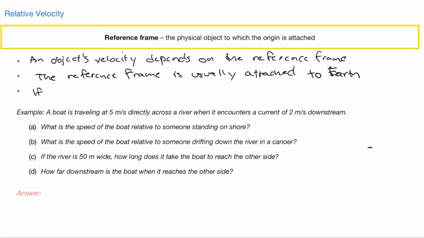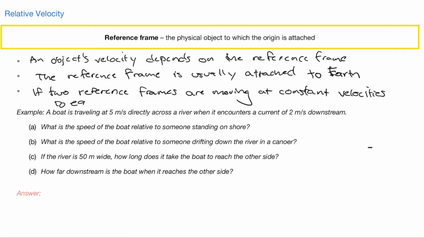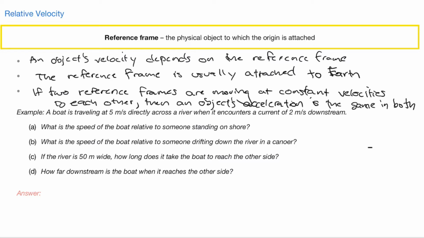If two reference frames are moving at a constant velocity to each other, though, then an object's acceleration will be the same in both, which is to say they will measure the same acceleration for the same object. So while they might disagree on the position of the object relative to their origin, and they might disagree on the velocities of that object, they will agree on the object's acceleration.